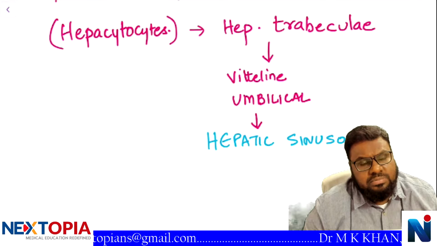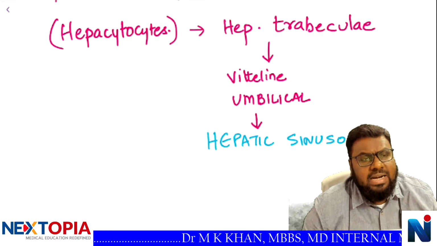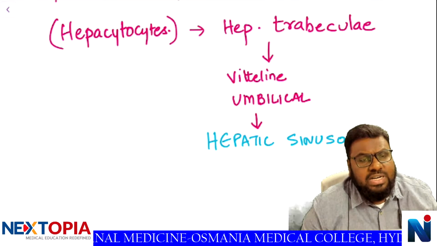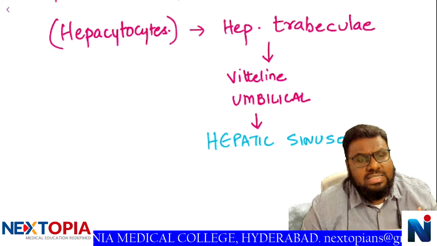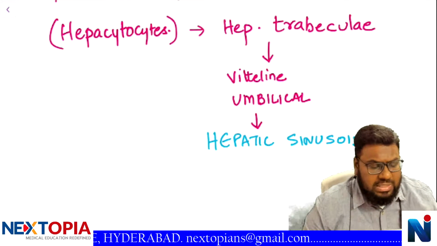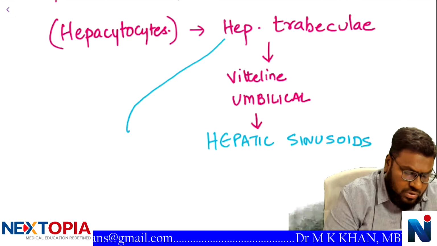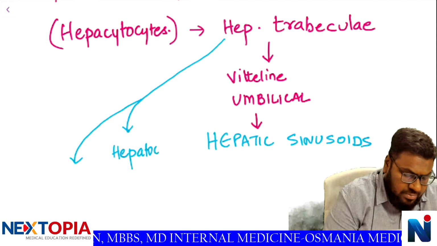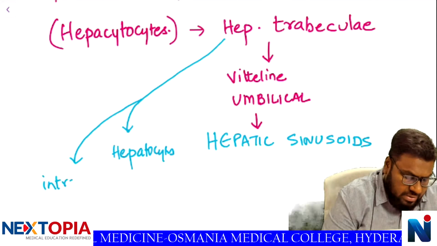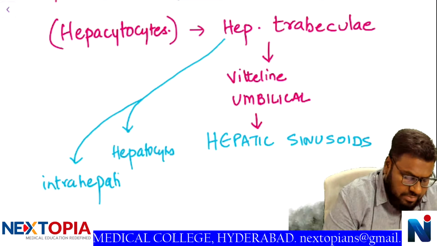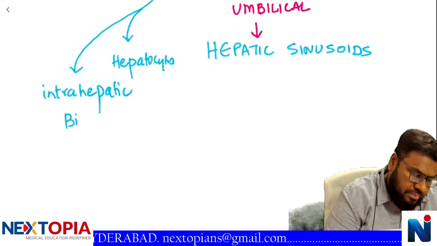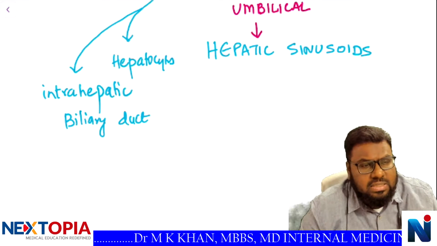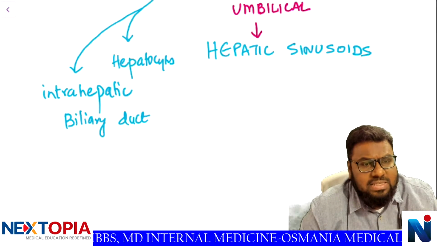The hepatic ducts are branches which are repeatedly canalized to form biliary passages. So these hepatic trabeculae differentiate into parenchyma, the liver cells, and the intrahepatic biliary system. The hepatic trabeculae are formed by the hepatocytes on one side, and also the intrahepatic biliary duct system, small passages.